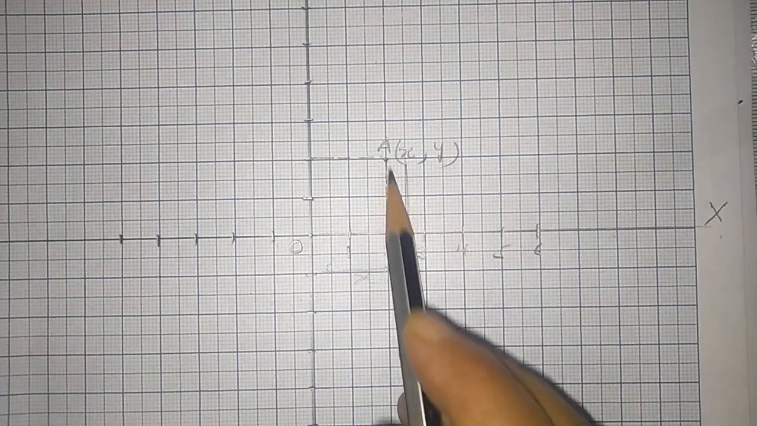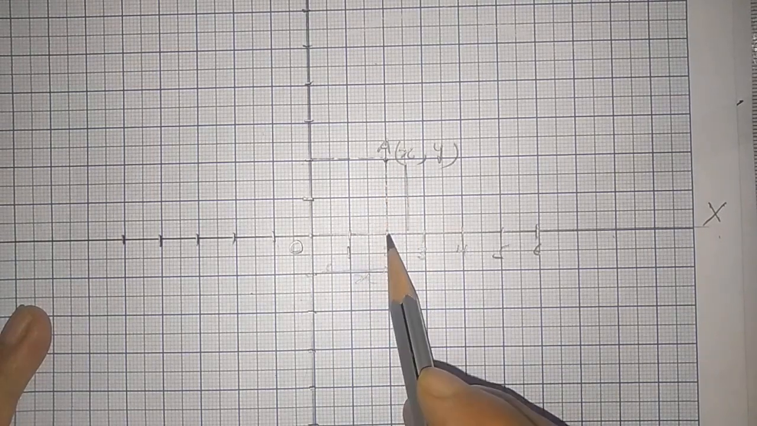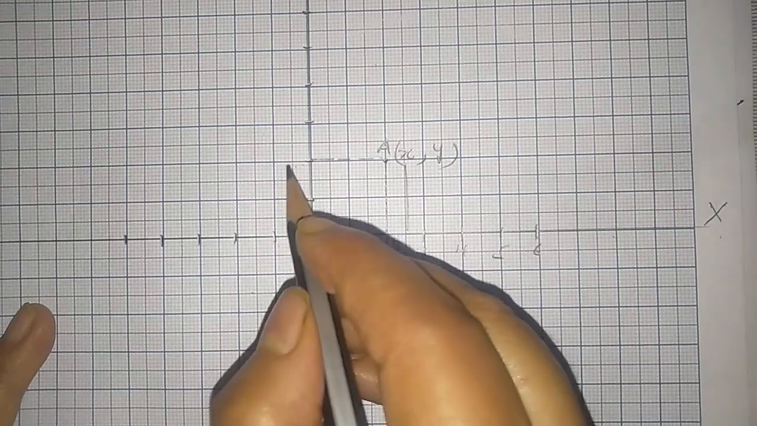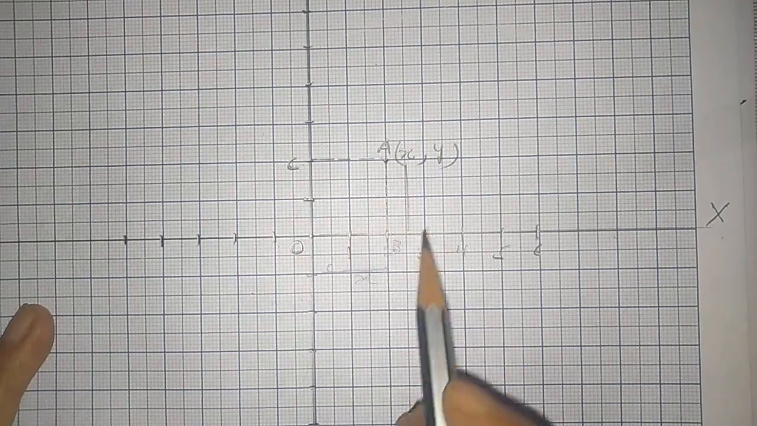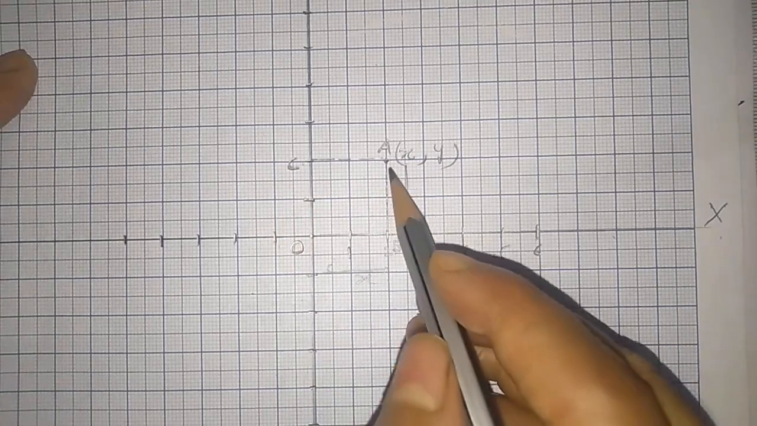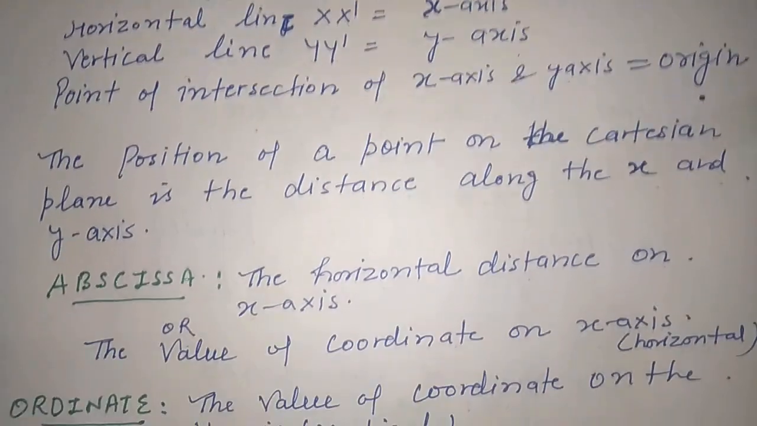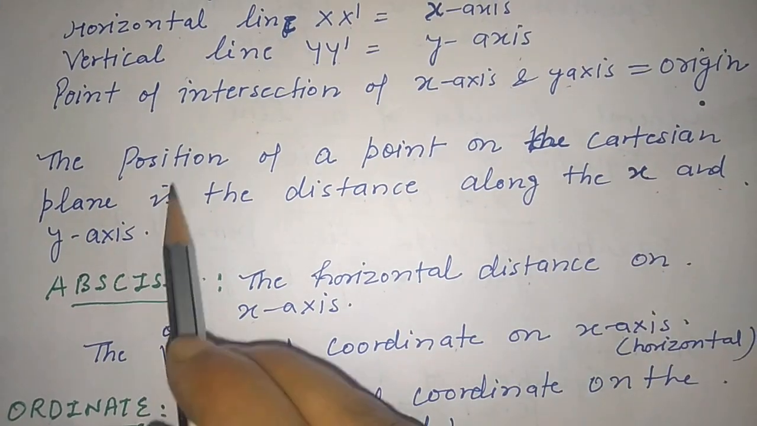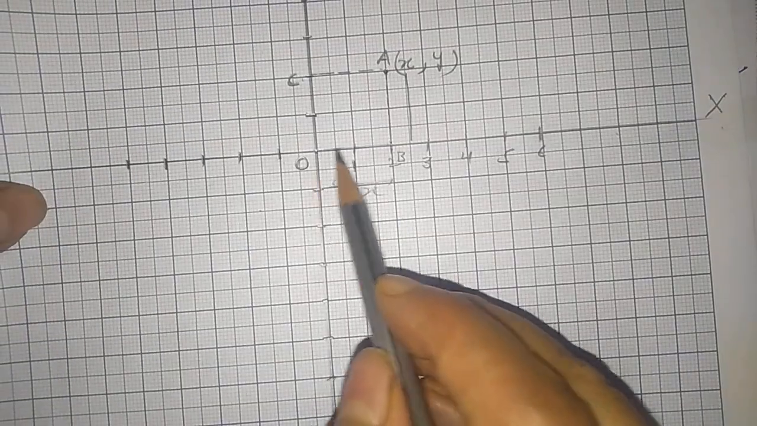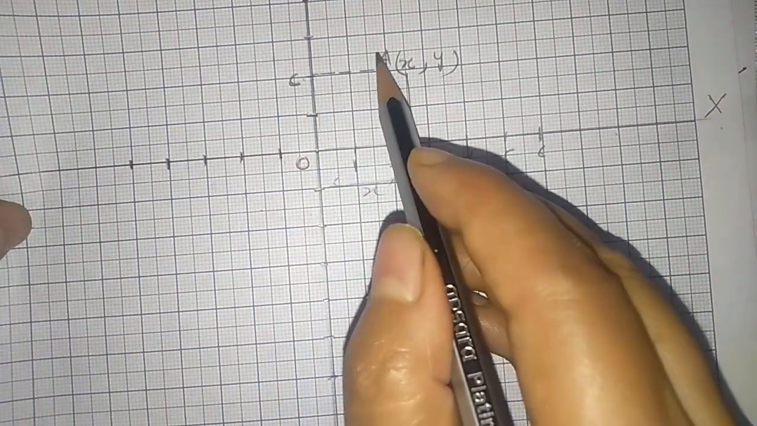Here we are going to put perpendiculars from this point on the x-axis and on the y-axis. Suppose this point is B and this point is C. This side is AB, and this side is AC. So this is the perpendicular AB on the x-axis and AC on the y-axis. So the position of a point on the Cartesian plane is the distance along the x-axis and the y-axis. This is the distance on the x-axis and this is the distance on the y-axis.